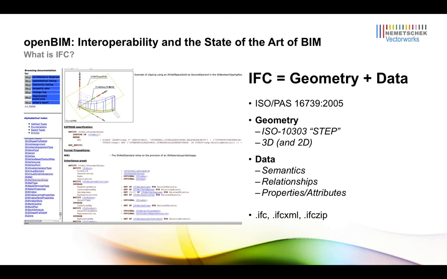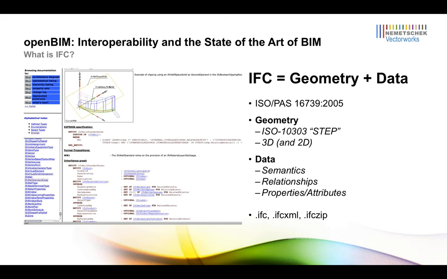What makes IFC unique is the data connected to the geometry as it relates to buildings. And this data contains the following aspects: semantics, or the meanings or identity of a collection of geometry, such as an extruded rectangle. Is it a column? Is it a portion of a wall? Is it a pilaster? What is it?